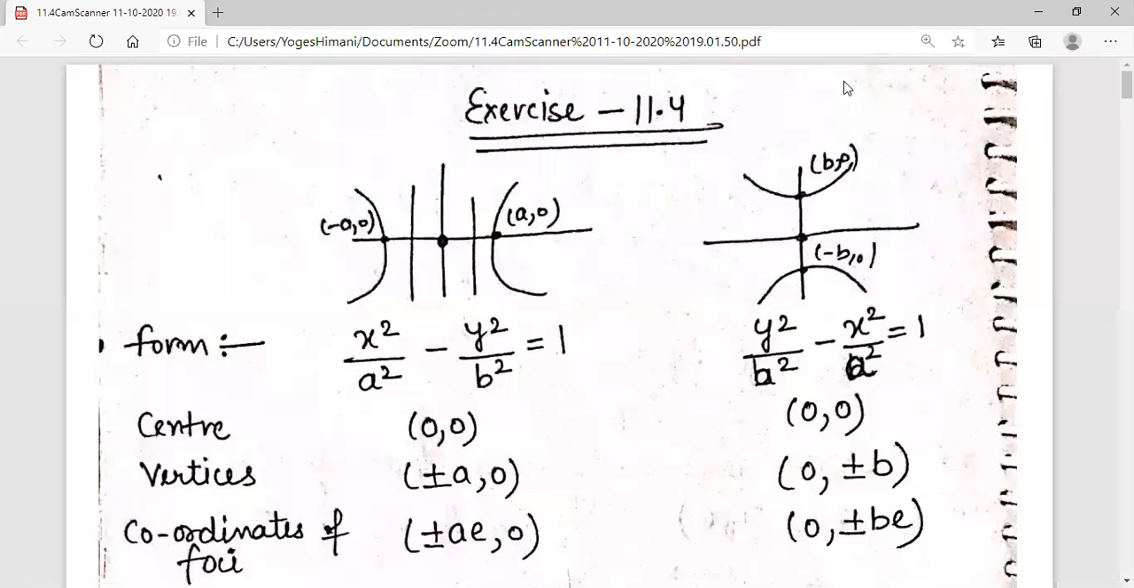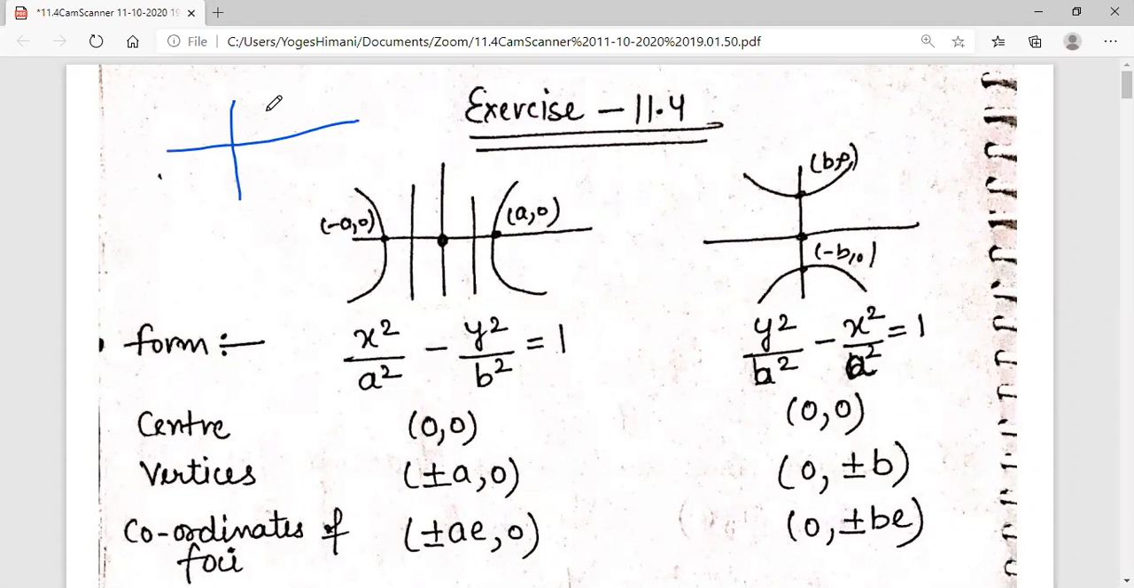Hello, students. Today we are going to start exercise 11.4 conic sections, and we will discuss hyperbola. Like we have done parabola, it seems like that. Only what is the difference in this? If you think about parabola, how were you drawing the parabola?